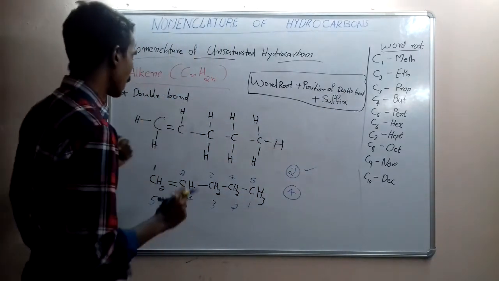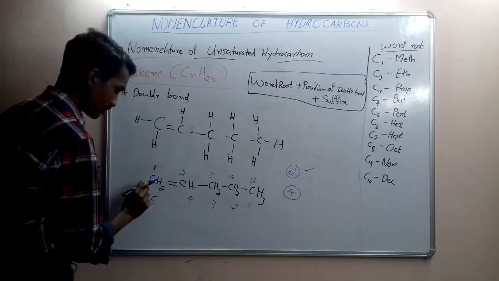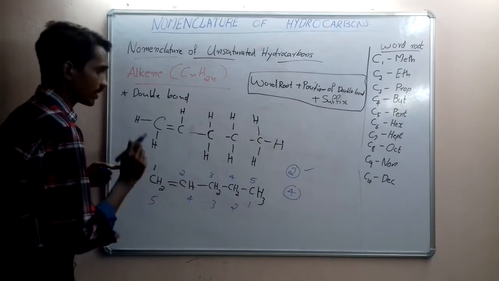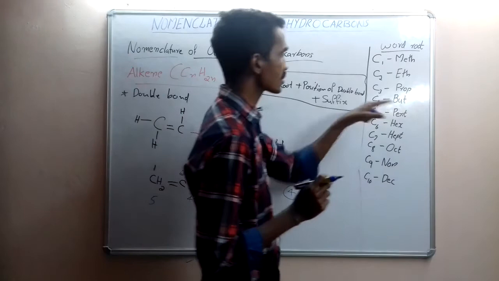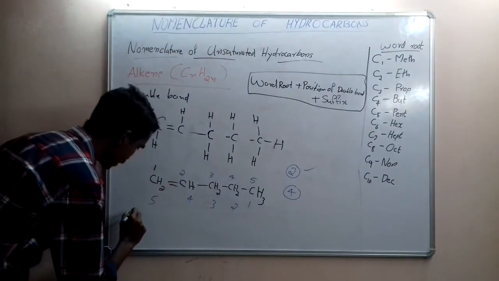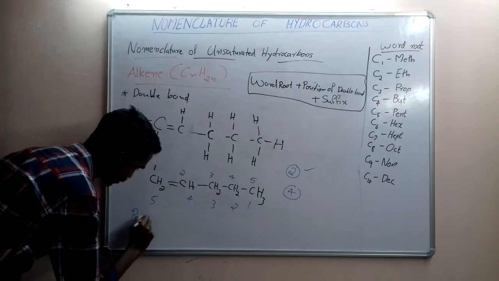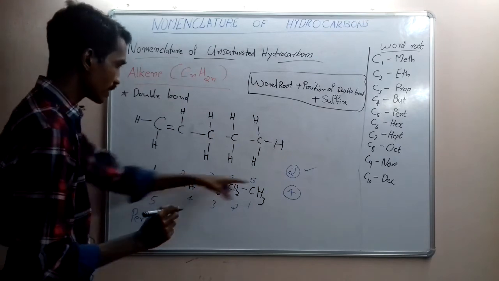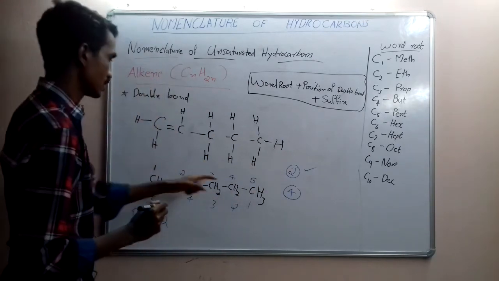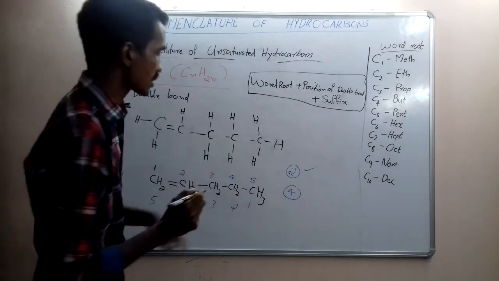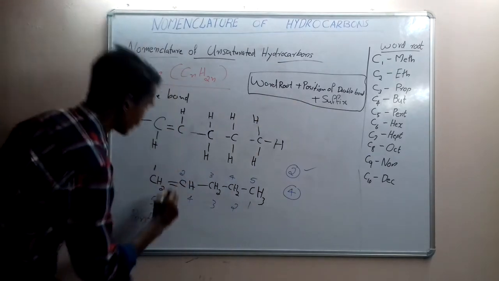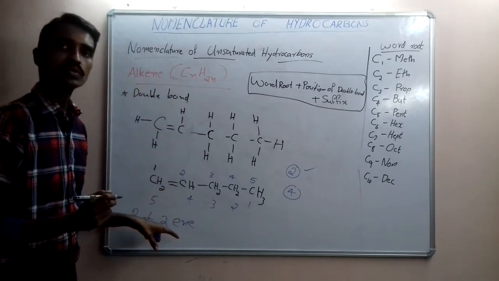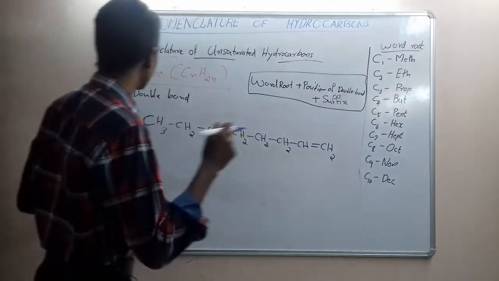How to find the word root? The number of carbon atoms present in this compound is 5: 1, 2, 3, 4, 5. 5 means pent. So we write pent, and the position of double bond is 2. Pent-2, and the suffix is ene. Pent-2-ene.